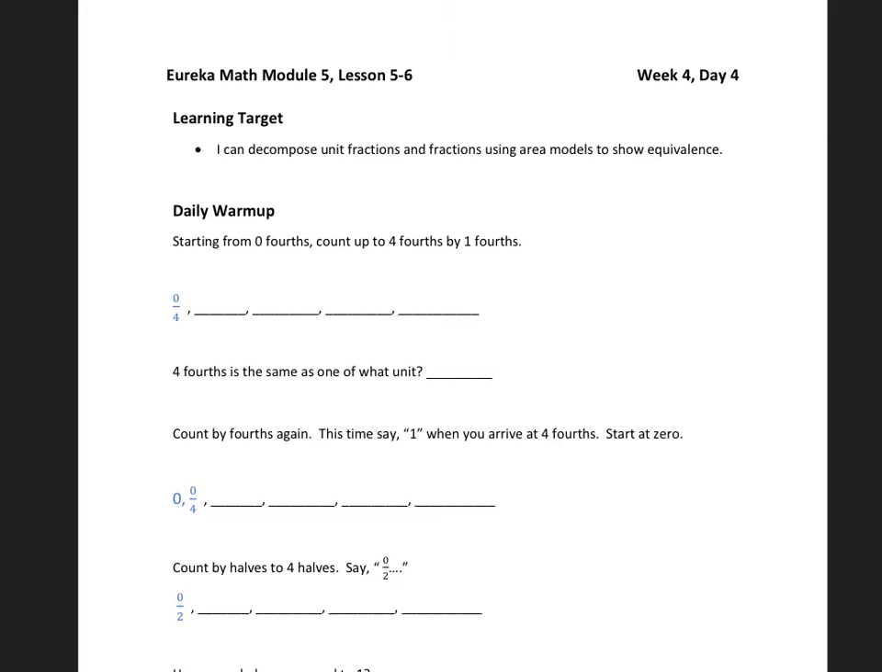Hi, fourth grade. This is the video for week 4, day 4. So our learning target says, I can decompose unit fractions and fractions using area models to show equivalence.